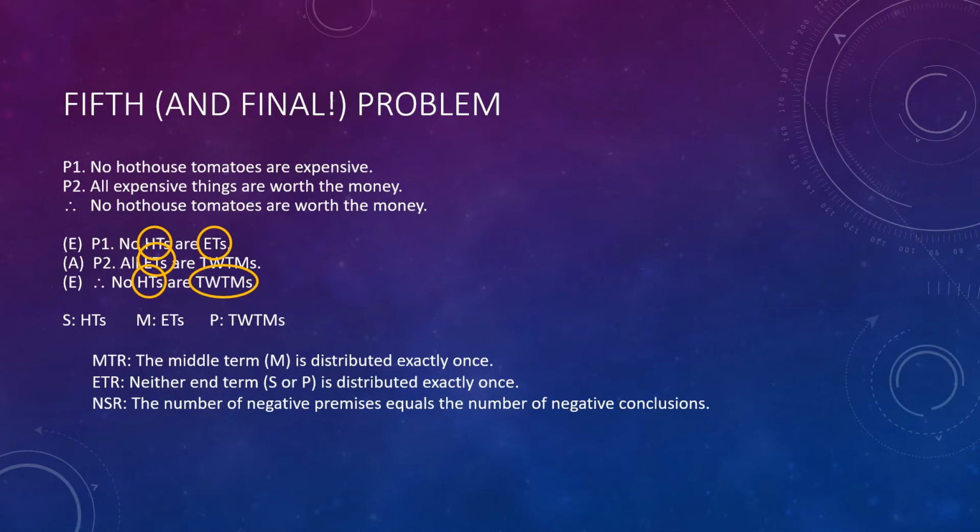Let's look at the middle term rule first. Our middle term is expensive things, and as you see, it's distributed in both occurrences. That means it's not distributed exactly once, so the middle term rule is violated.